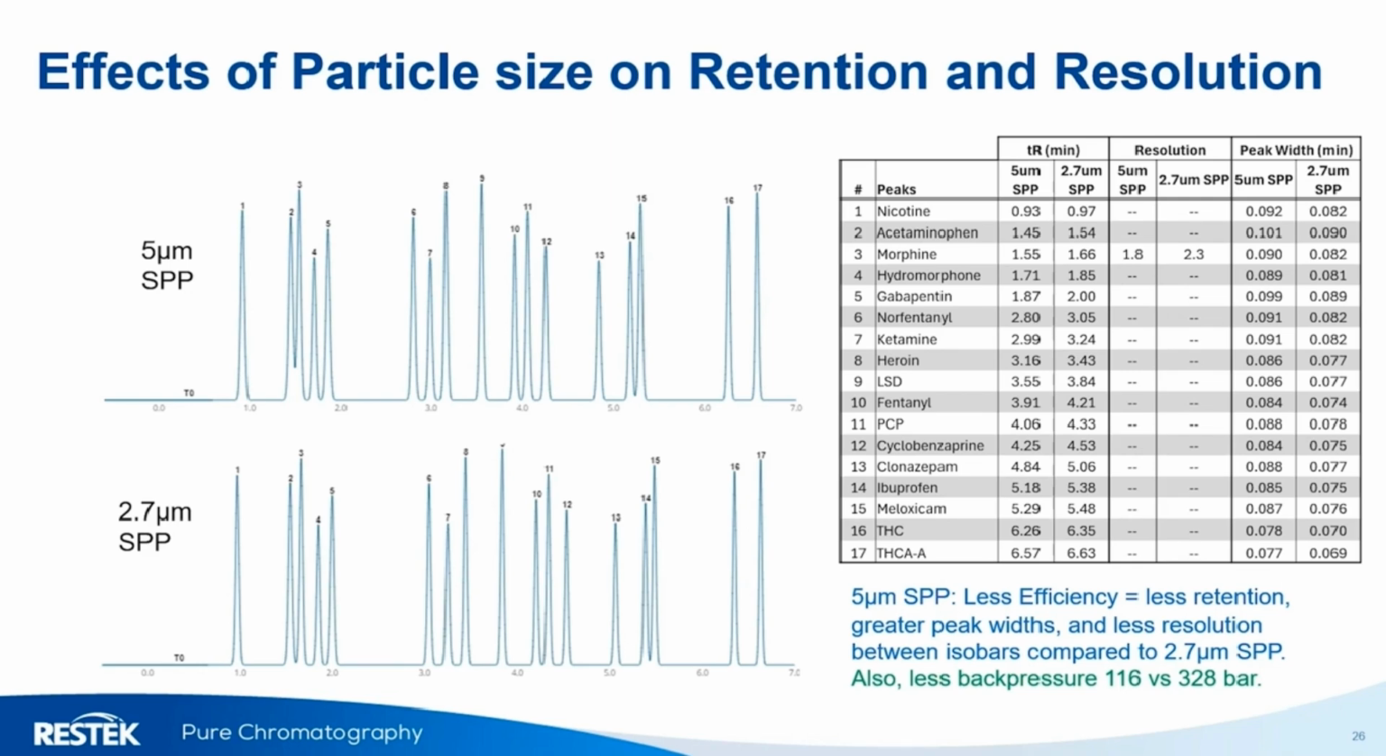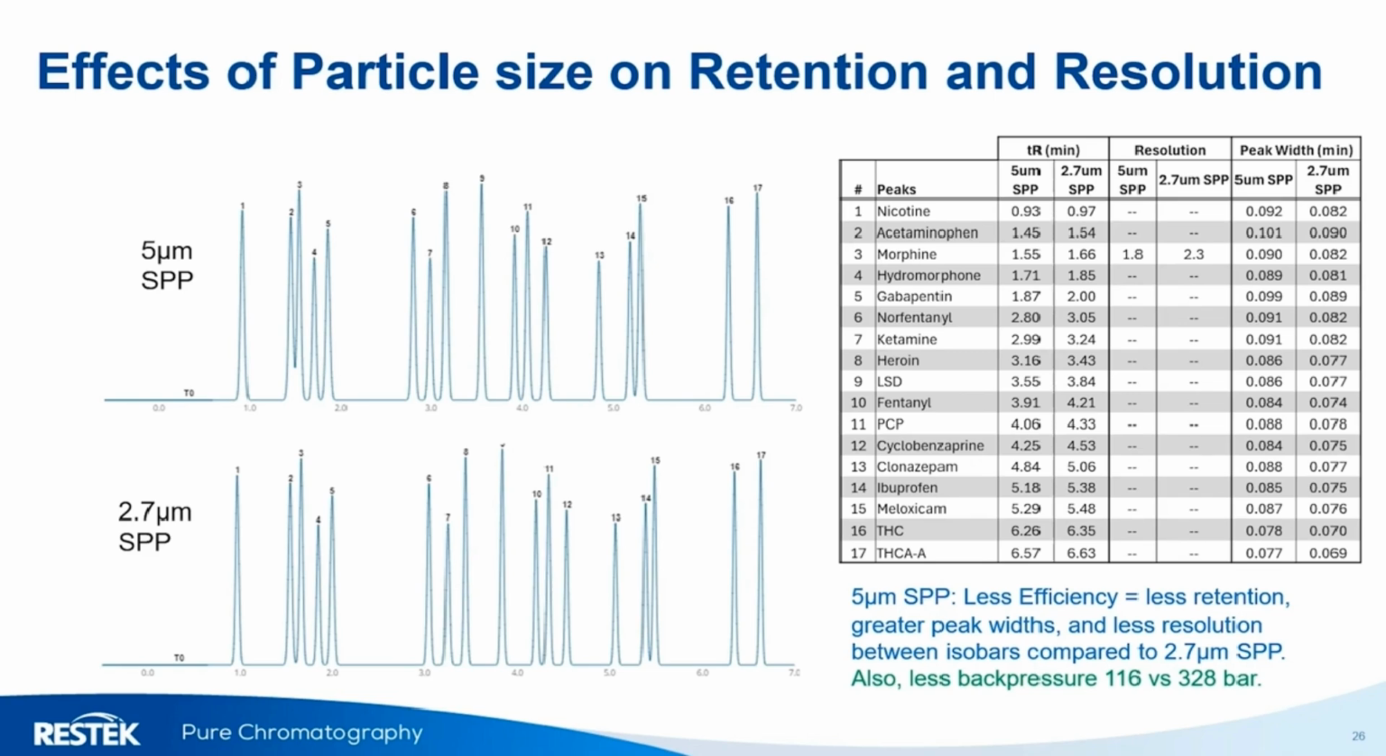The larger particles are going to generate less than half the overall back pressure of the 2.7 micron particle. And you can see I still have adequate resolution between my isobars, but it's less than on the 2.7. So morphine and hydromorphone have a resolution value of 1.8 on the 5 micron and 2.3 on the 2.7. You can see generally retention times are similar going through, but peak widths are greater on the 5 micron particle.